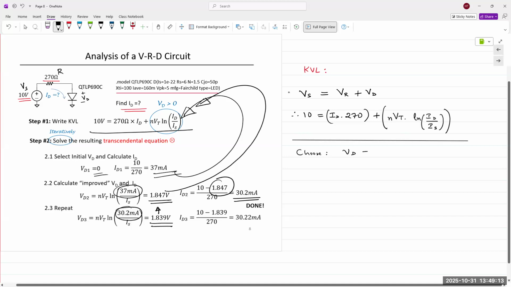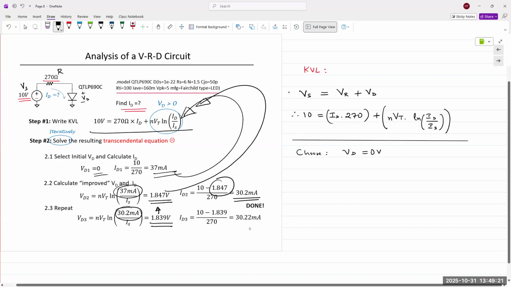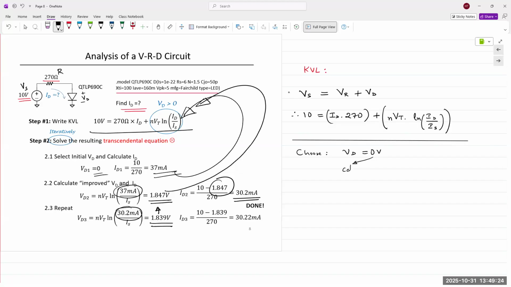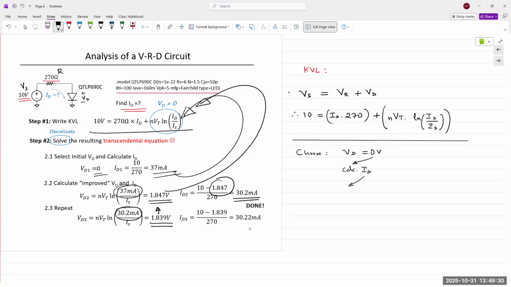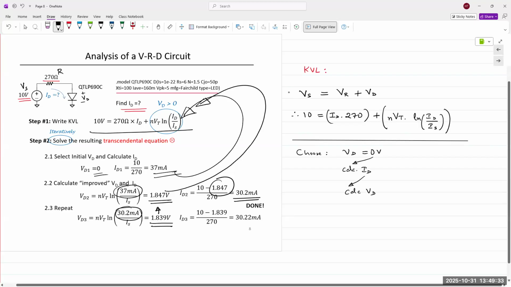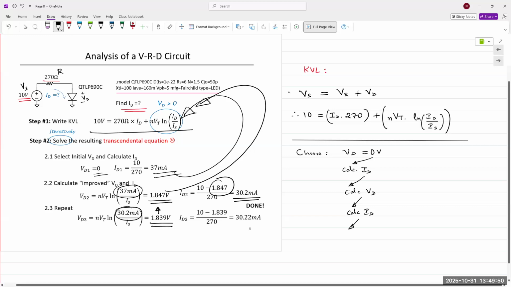So we chose VD as equal to 0 volts, calculated ID. Then from calculated ID, we calculated VD. From VD, we again calculated ID. And that's what we did. Actually, we did this. So from 0, we got 37. From 37, we got 1.84.